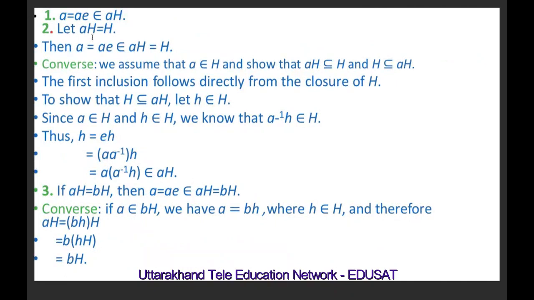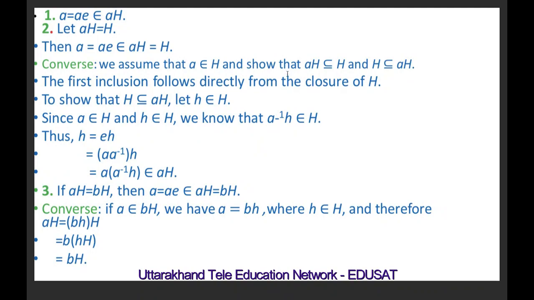So now the proof is, let aH equal H. Because a is equal to ae belongs to aH, therefore a belongs to H, because we have assumed aH equal to H. Converse, we assume that a belongs to H and show that aH is a subset of H and H is a subset of aH. Because if aH is a subset of H and H is a subset of aH, then H will be equal to aH.